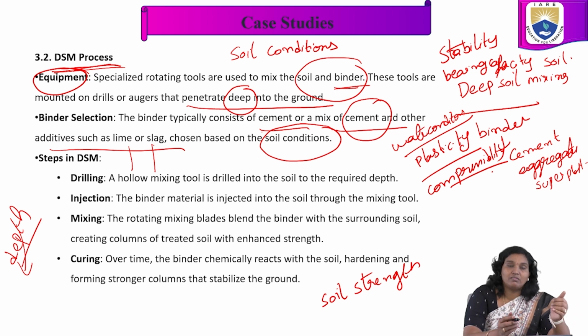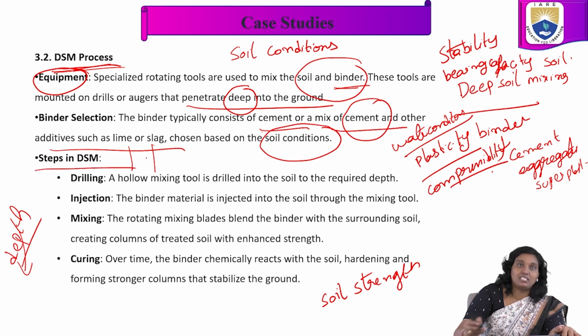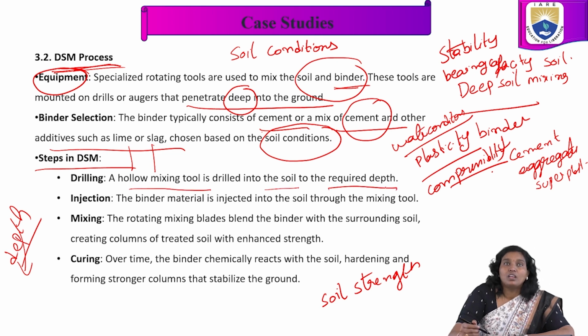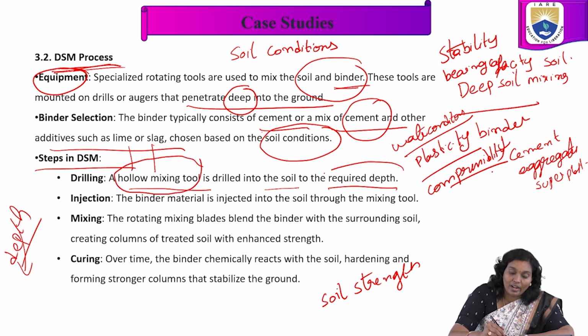So in this we choose, based on the characteristic requirement of the soil for withstanding the project, or based on the project requirement. So we are going to choose. Some of the steps involved in deep soil mixing: in drilling, a hollow mixing tool is drilled into the soil to the required depth. So here we provide a hollow mixing tool, which is drilled into the soil to the required depth.